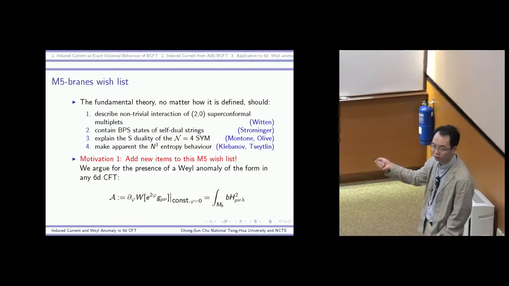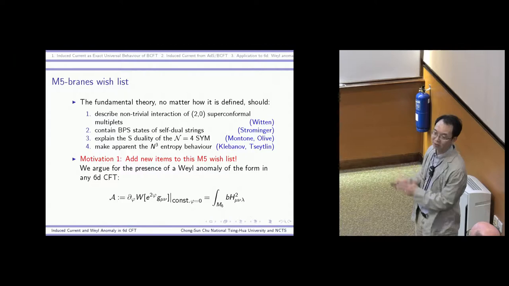So this is for the generic situation for a six-dimensional CFT. It doesn't have to be (2,0). But in the case of (2,0), we have to take that into account, and then it will be different.